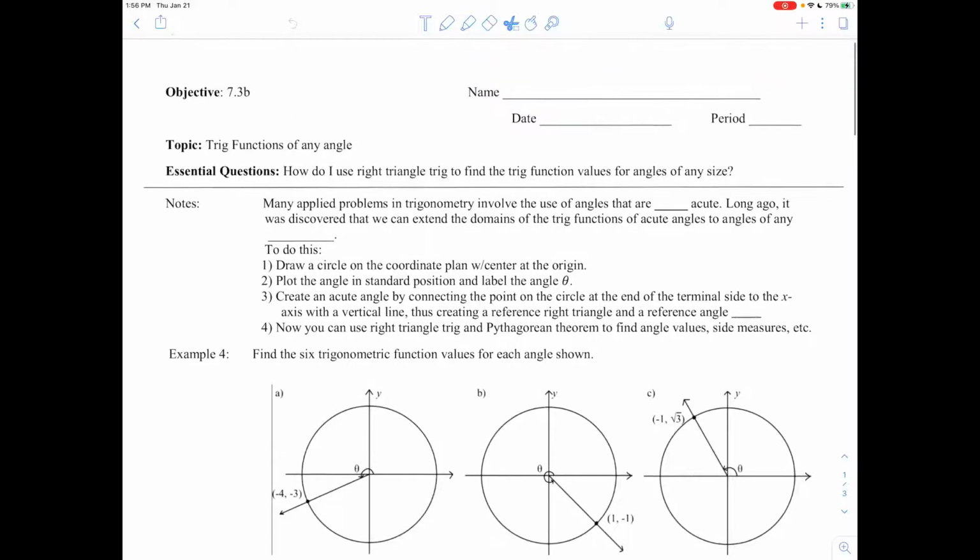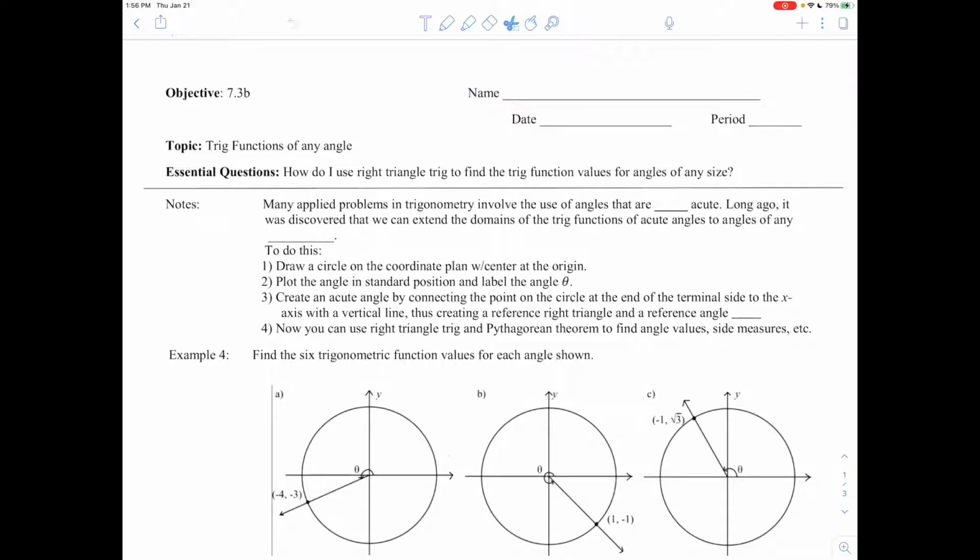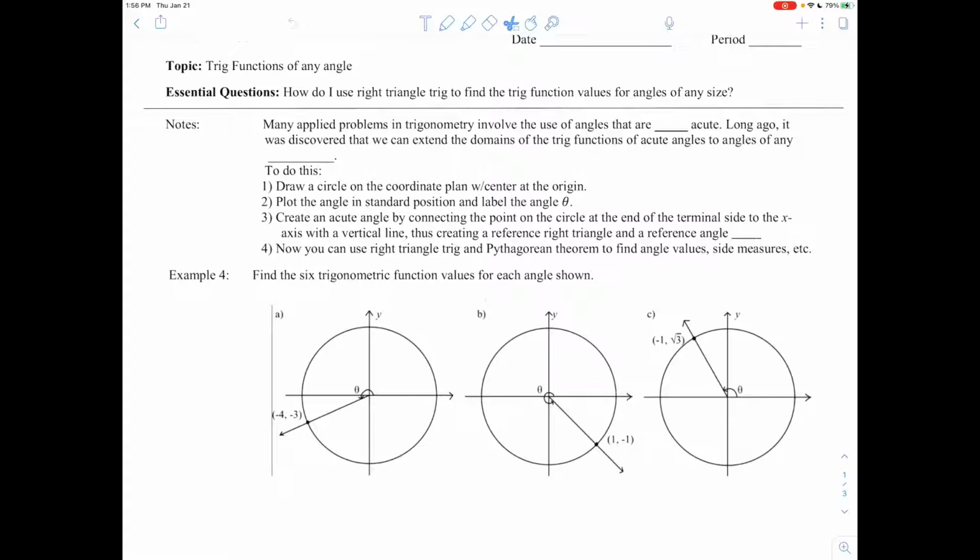Okay, so today's topic, this is objective 7.3b, and today's topic is trig functions of any angle. So we've done a lot of trig functions with acute angles. Now we're going outside of that. Any angle, positive, negative, doesn't matter. Big, small, it doesn't matter. Okay, so how do I use the right triangle trig to find trig function values for angles of any size?